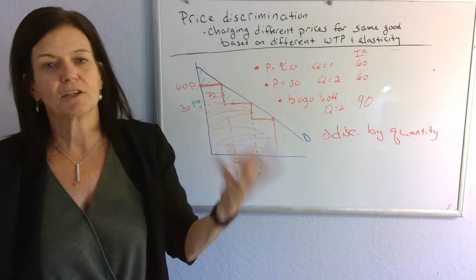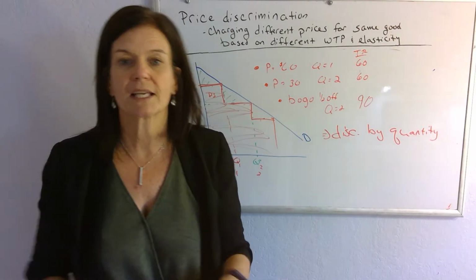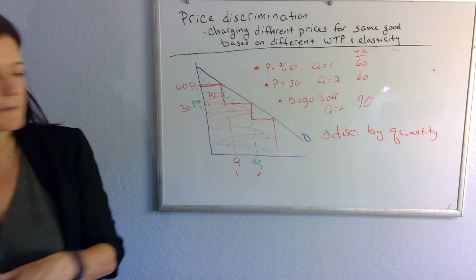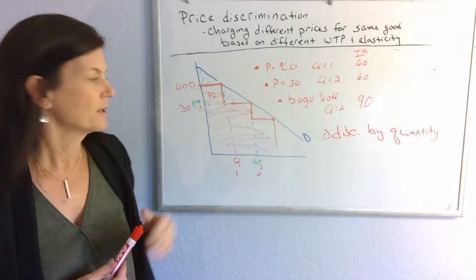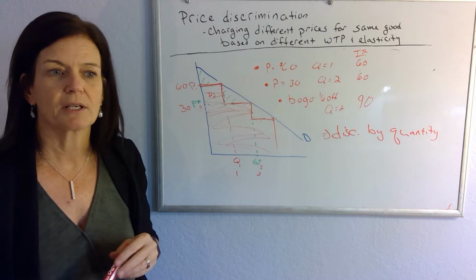It's a lot easier than having you buy one and after I ring you up at the register then saying, oh, would you like another one, and we'll drop the price. You just get to do that, dropping the price on the second one right there. But you extract that chunk of consumer surplus.